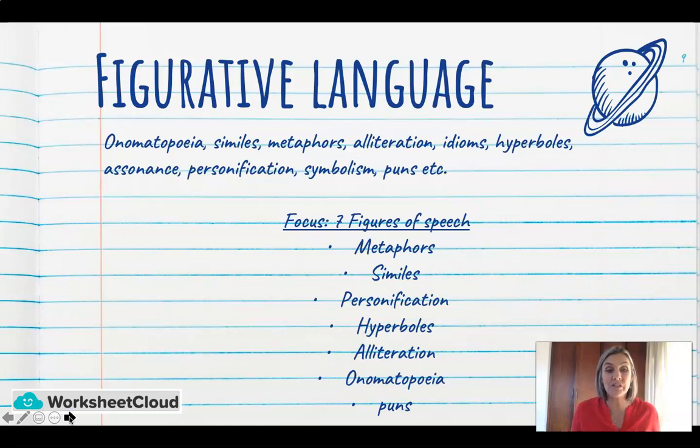Right, we now move on to figurative language, and we're talking about the onomatopoeia, simile, metaphor, alliteration, idioms, all of those that you've probably learned through grade 5, 6, and into grade 7. But the ones that we're just going to focus on today are 7 of them. So we're going to focus on your comparisons, your metaphors and similes. We're going to focus on personification, hyperboles, and onomatopoeia. And then we're also going to focus on puns and alliteration. And 2 of them, the alliteration and onomatopoeia, are your sound devices, so that you do with sound. And we'll go through each one just to recap to see if you remember them.